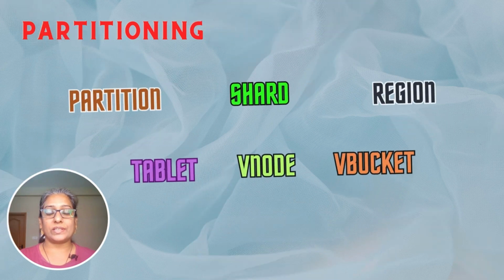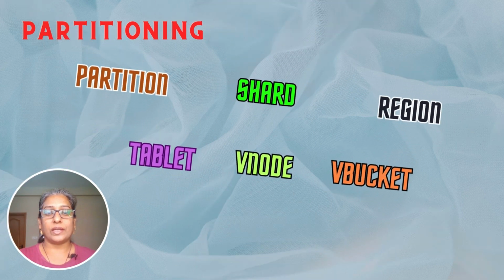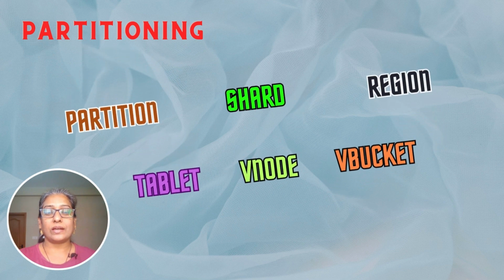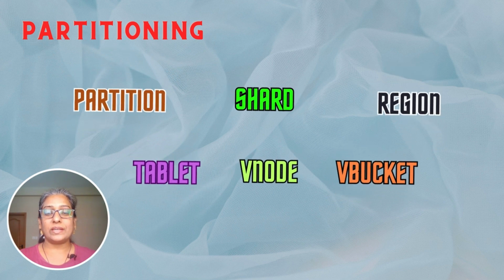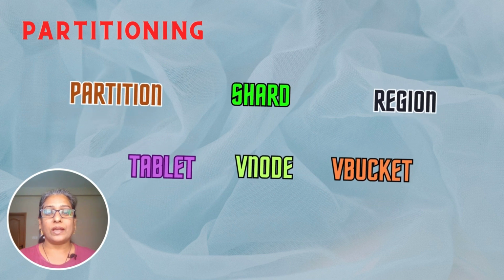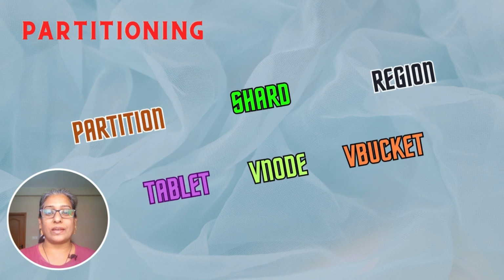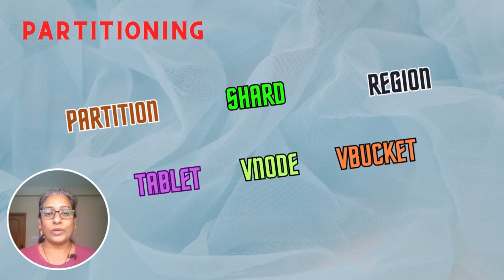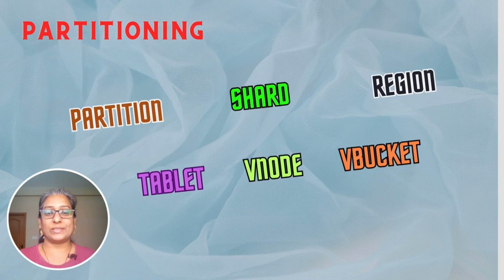What we call a partition here is called a shard in MongoDB and Elasticsearch. It is also known as a region in HBase, a tablet in Bigtable, a vnode in Cassandra and Riak, and a vbucket in Couchbase. So, not to get confused, they all mean the same.